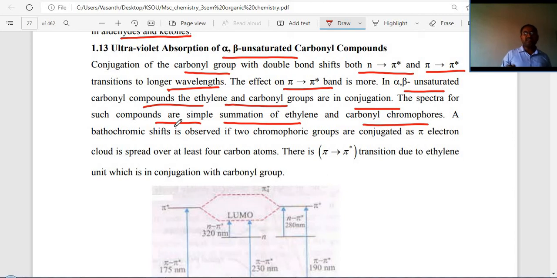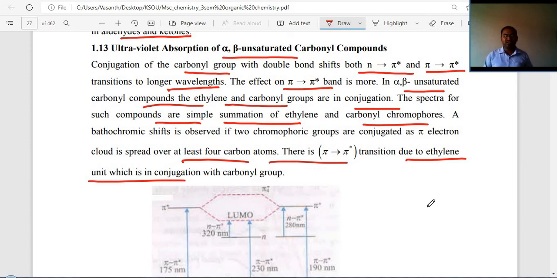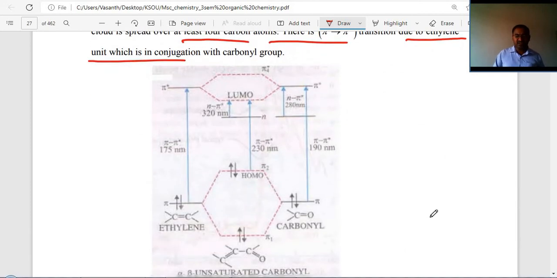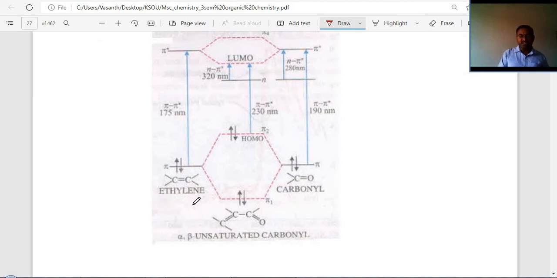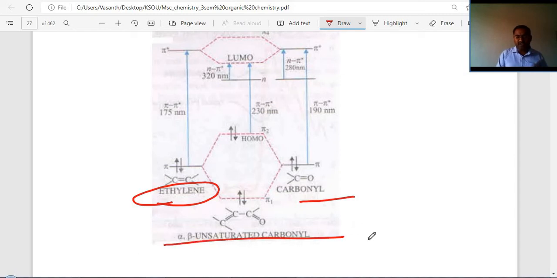A bathochromic shift is observed if two chromophoric groups are conjugated, as the pi electron cloud is spread over at least 4 carbon atoms. The pi to pi star transition is due to the ethylene unit which is in conjugation with the carbonyl. This is the ethylene group, this is the carbonyl group, and both are combined together to form the alpha beta unsaturated carbonyl group.